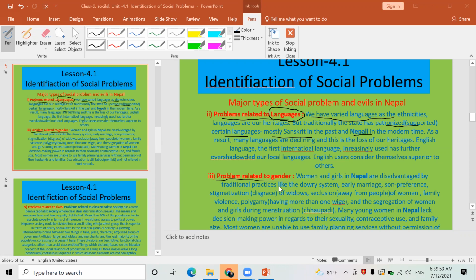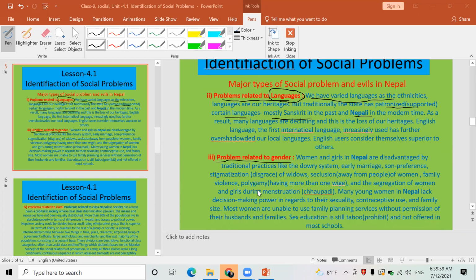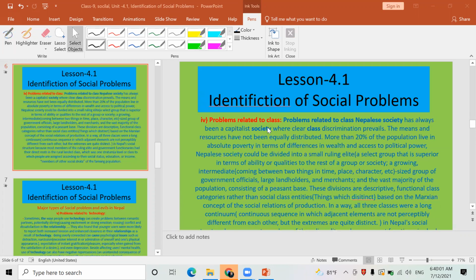I mean, that is actually increasing the gender inequality problem in Nepal. Okay, now let's go to the next slide. We have less time, 7 minutes only.